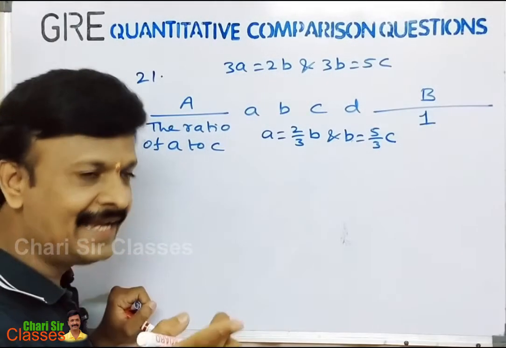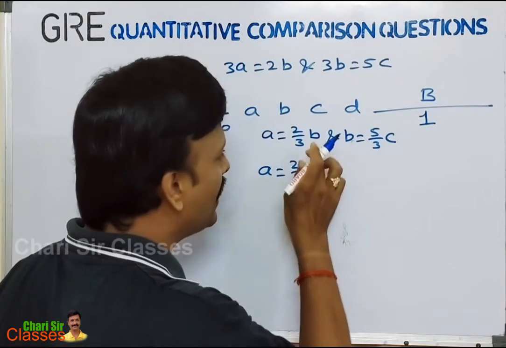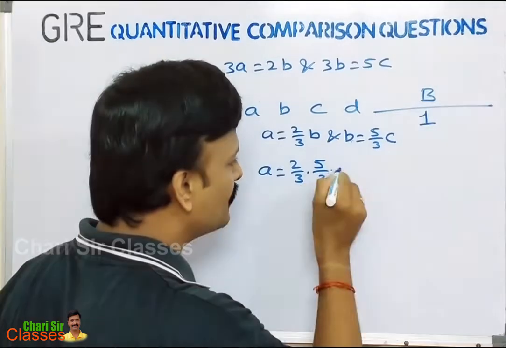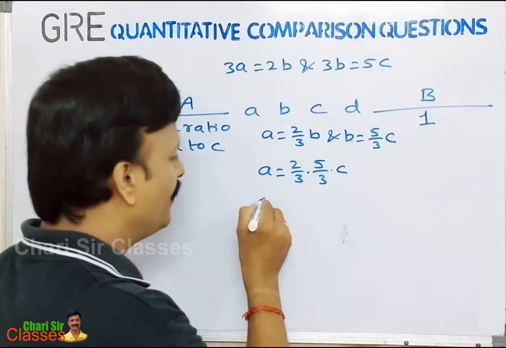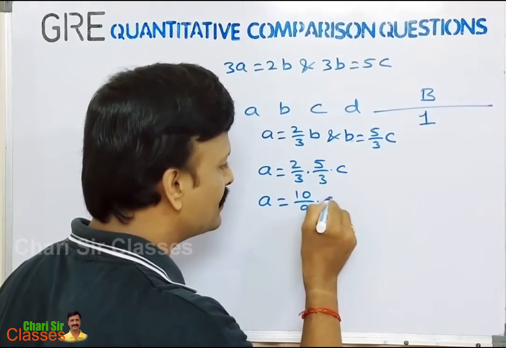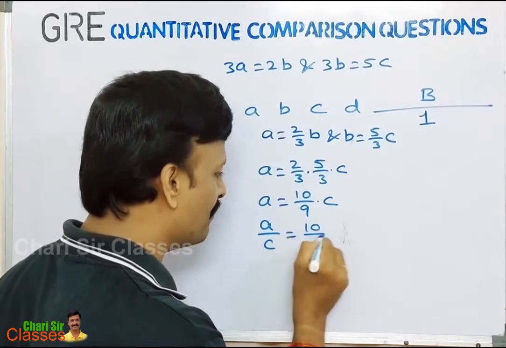We want A and C. Let's write down here A is equal to 2 by 3. In place of B, we can write 5 by 3 into C. Now A is equal to 5 2s are 10, 3 3s are 9, into C. A by C is equal to 10 by 9.